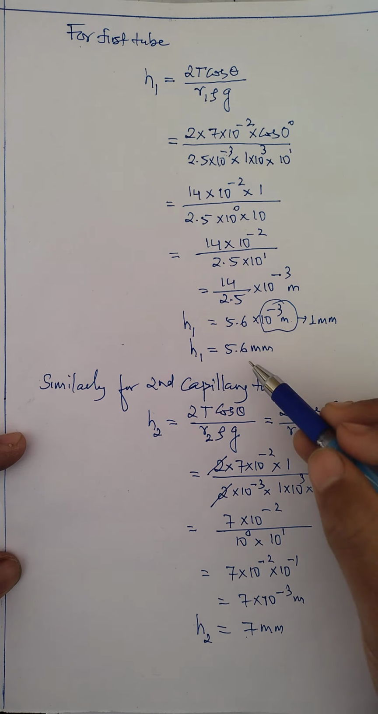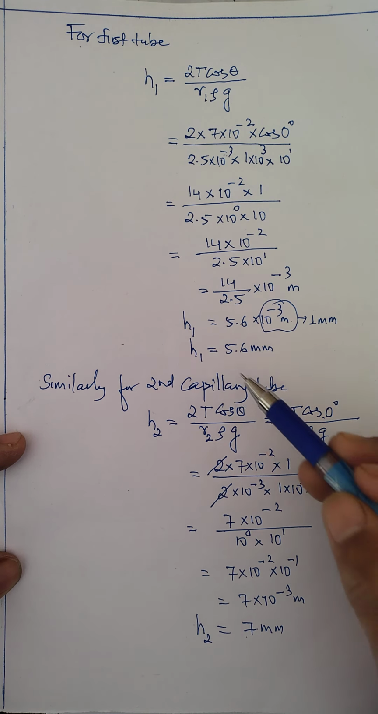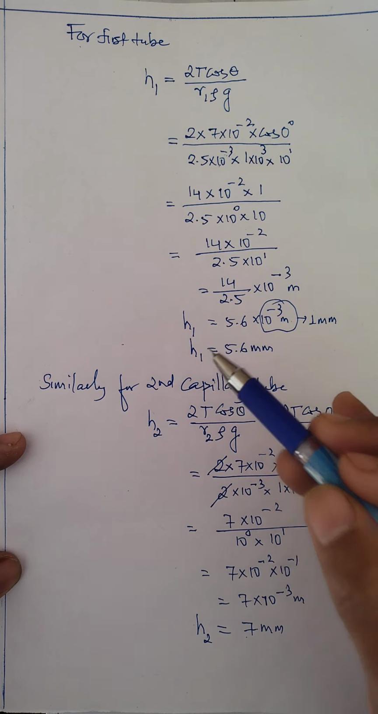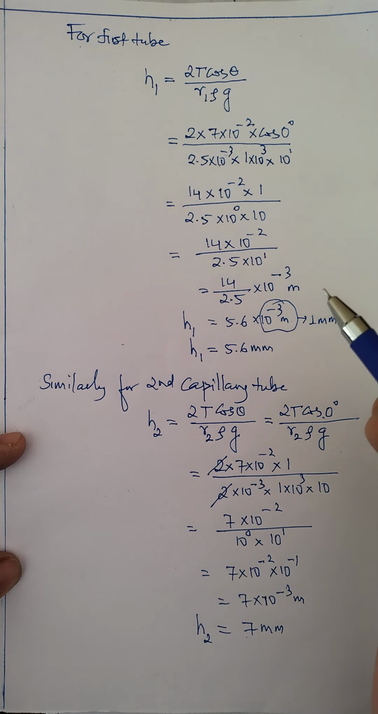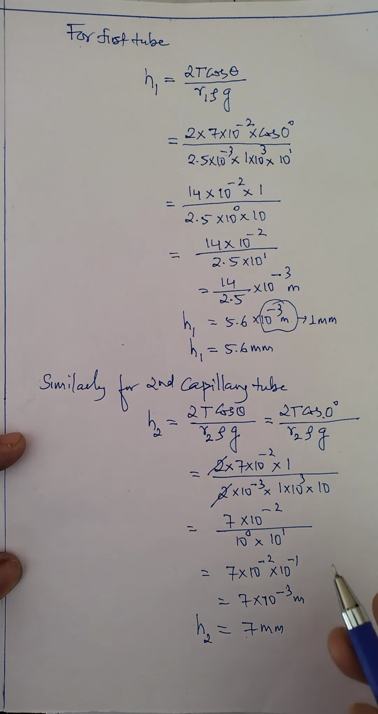But in this particular problem, you see the height acquired by water in the first capillary tube having more diameter, that is 5 millimeter, is 5.6 millimeter, whereas the height acquired by the same water in the second capillary tube having diameter 4 millimeter is 7 millimeter. Means smaller the diameter, more the height that is acquired by the liquid in the capillary tube. So this makes the explanation of problem number 3.